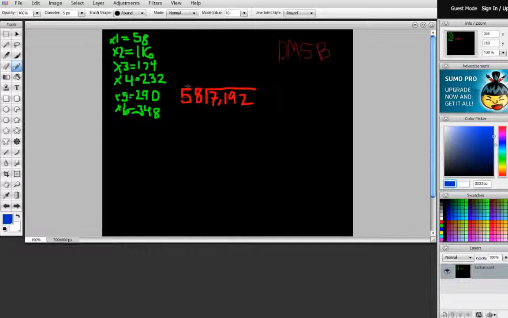So 58 goes into 71. I look up at my factors over here. I see it can only go one time because times 2 would be 116, and that's too much. So I'm going to put a 1 above the 71 because that's where I was looking in where the numbers went to. So 58 is going to come down here. And let me check off my step for you guys.